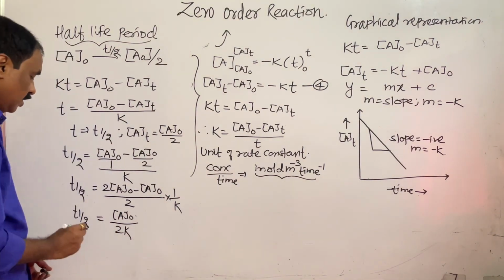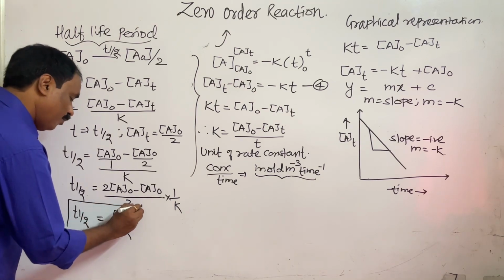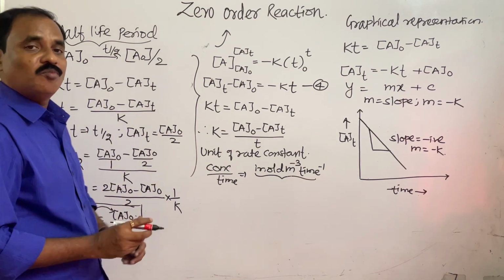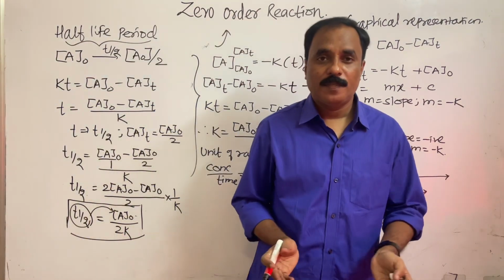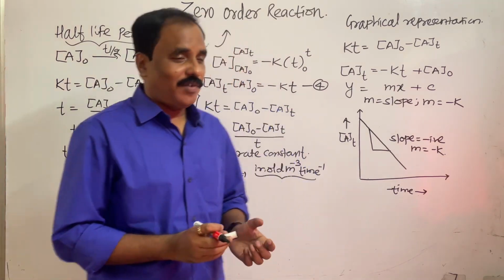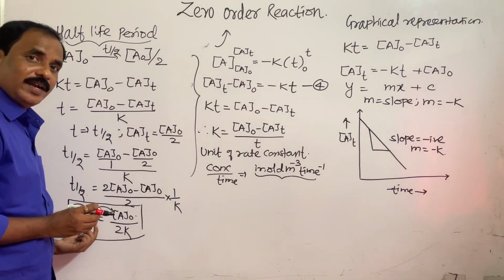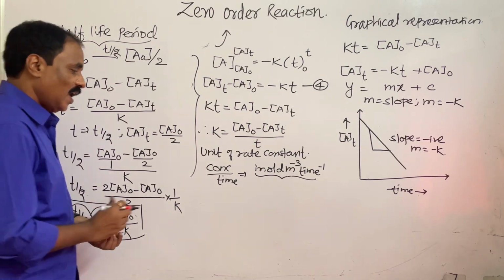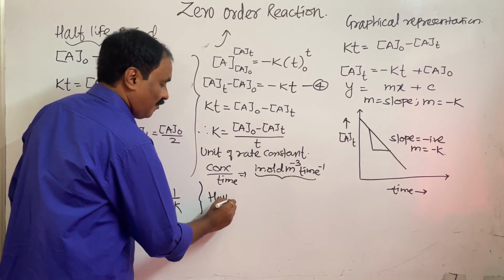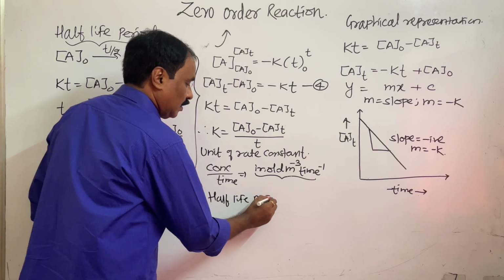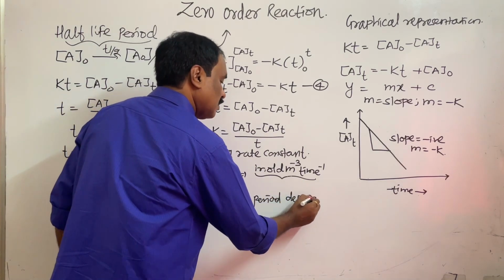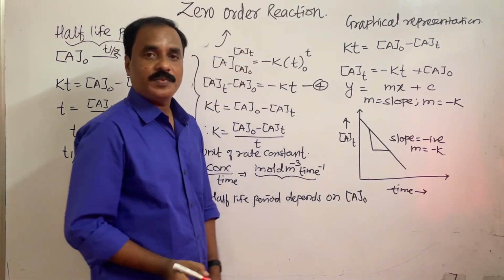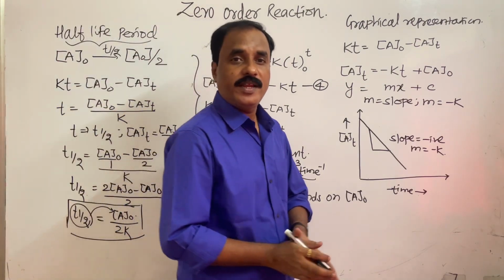So what is the conclusion? In case of a zero order reaction, half-life period is directly proportional to, and depends on, the initial concentration of what? Reacting molecule. Listen again. In a zero order reaction, half-life period is directly proportional to the initial concentration of reacting molecule. That is, half-life period depends on the initial concentration of a reacting molecule. So this is about zero order reaction.